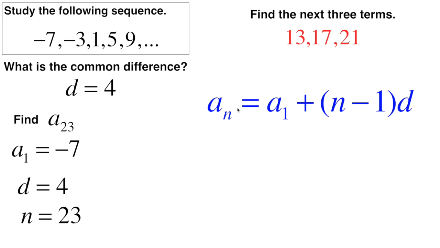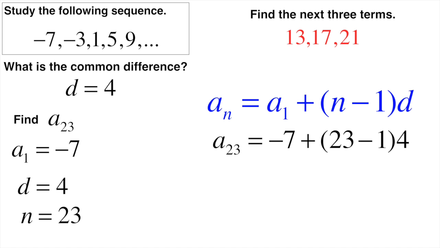Now that we know that, we can start filling in stuff. A of 23 means we're looking for the 23rd term. A of 1, we know what that is. It's -7, so we're going to write that in right over here. N is 23, our 23rd term. You'll notice that this number and this number will be the exact same, so you'll see that as I type it in here. 23 and 23, these two numbers should always be the same. And then finally we have our d, which is 4. Our difference is 4. Now all we really need to do is simplify the right-hand side.